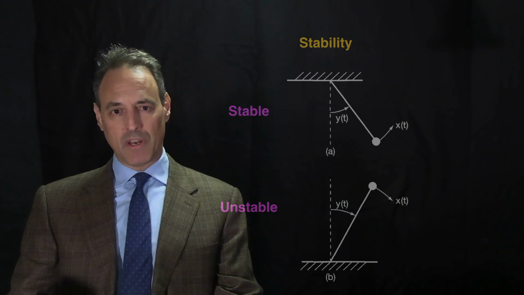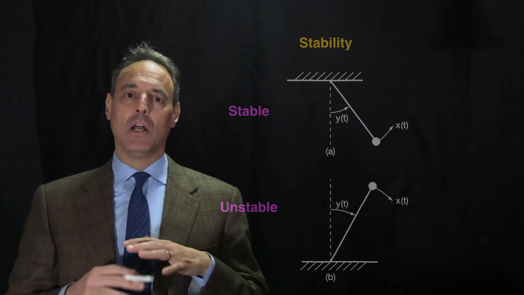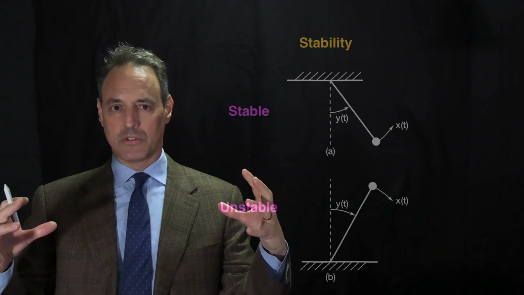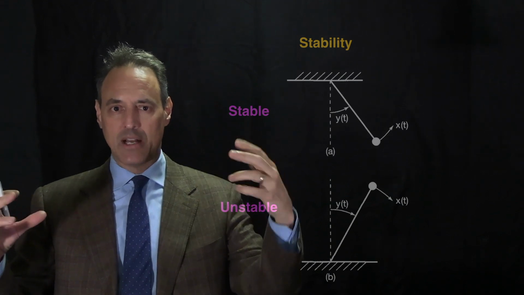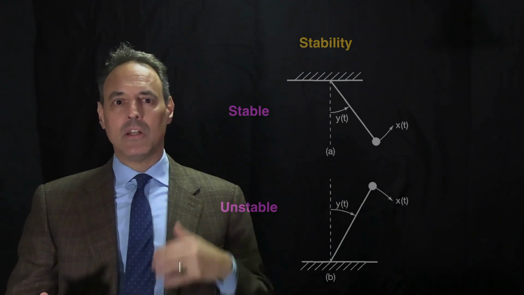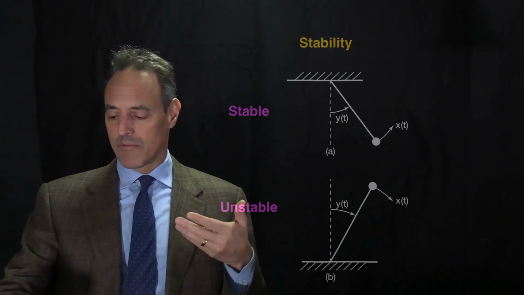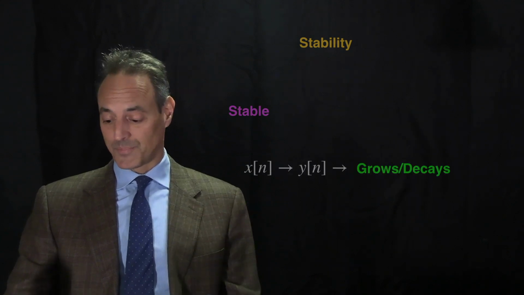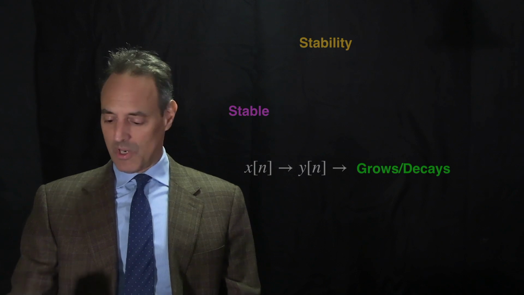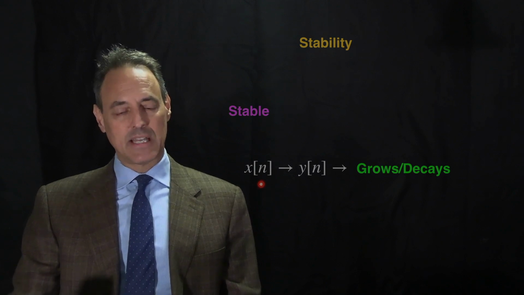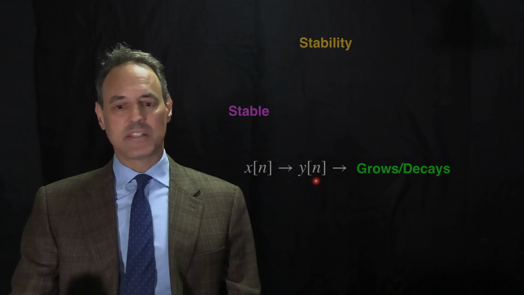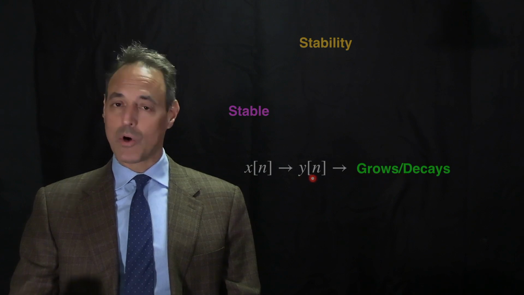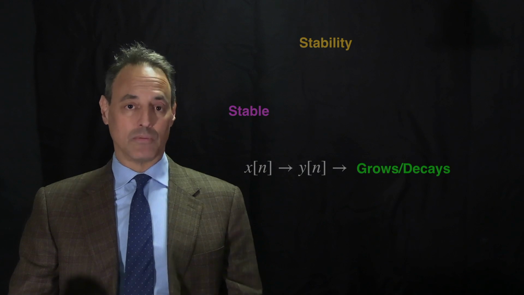So stability will be very important as we go forward, because these systems are embedded with lots of different architectures, and we're going to ask questions like, if I perturb that, do I still get a stable input to output relationship? For instance, this pendulum you do, and this pendulum you don't. Okay? Mathematically, it's more like this. x of n, that's the input, goes to some output, and I ask the question, does this output grow or decay? If this thing starts to grow to infinity, then this system is unstable, okay?